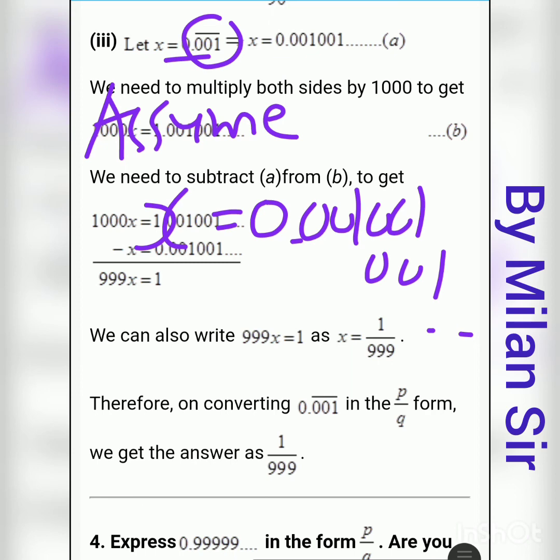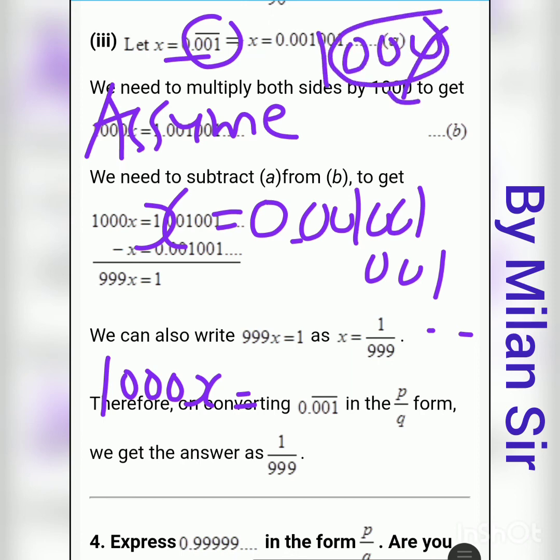That means whatever number of digits are repeating, we need to put the same number of zeros after 1. Here a total of three digits are repeating, so we multiply both sides by 1000. So on the left hand side 1000x, and on the right hand side we multiply by 1000, so the decimal point moves 3 digits to the right.